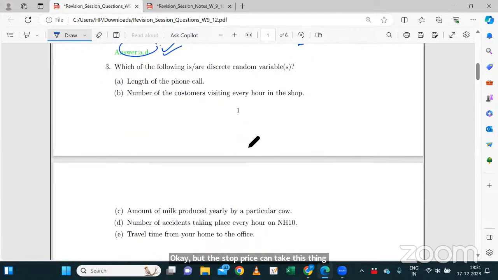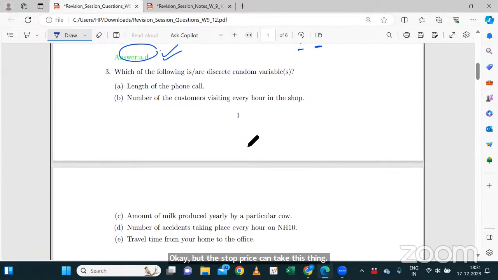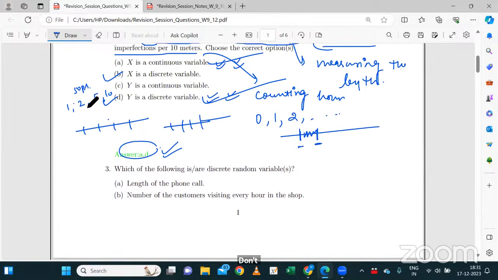The stock price will be in points also. But don't worry about point. Just suppose I ask you, give me 1.5 rupees. Then it's in point, right? Don't think point means always continuous. Point can be discrete also.